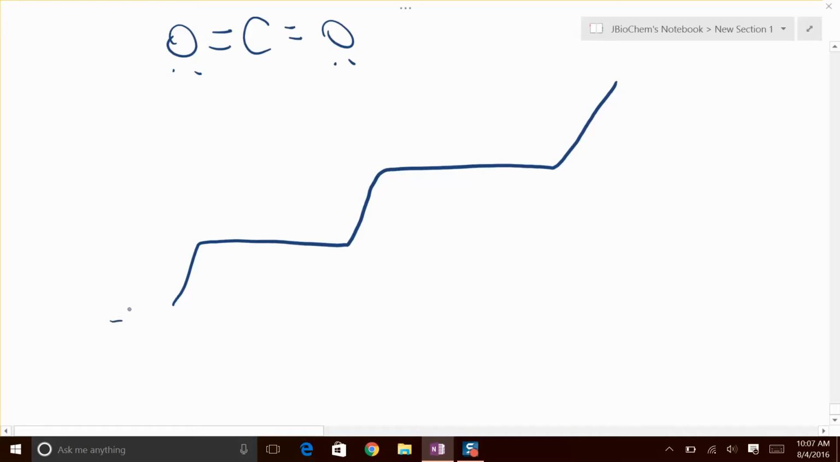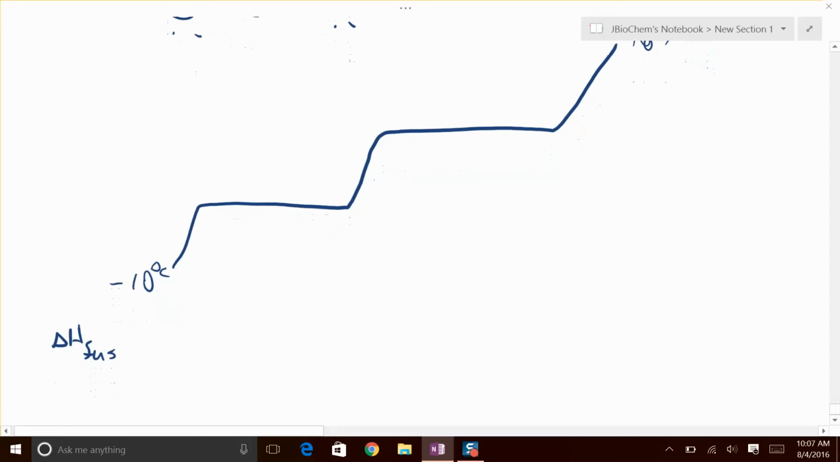Let's say it's negative 10 degrees Celsius here, and we're going to go to 187 degrees Celsius here. Okay? So to calculate this, I need a bunch of stuff that you would be given. You need your delta H of fusion. You need your delta H of vaporization. For water, since we say this is for water, if it was for a different substance, you would need those numbers for that other substance, okay?